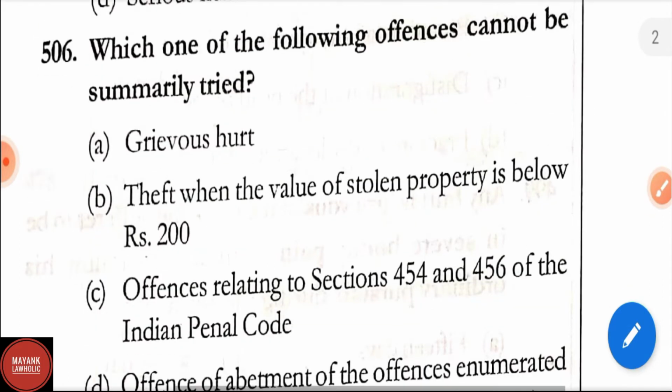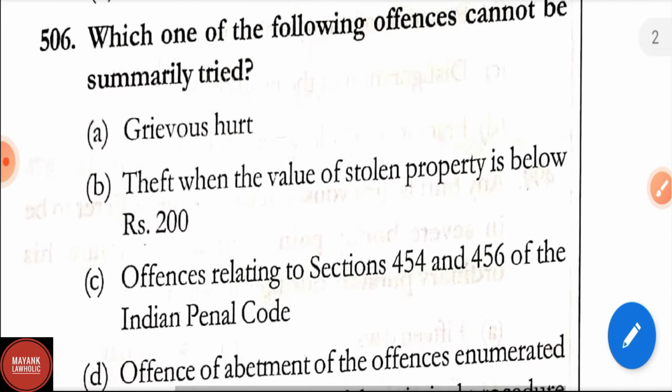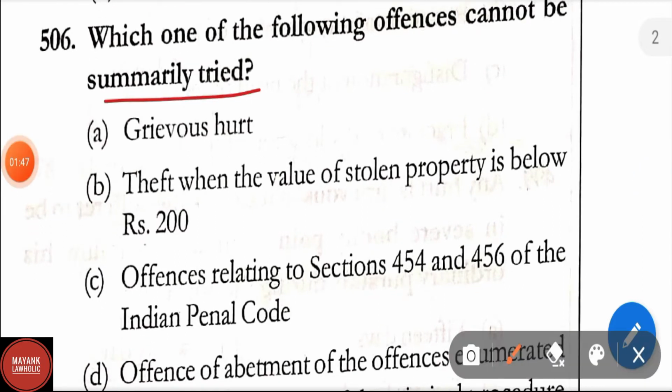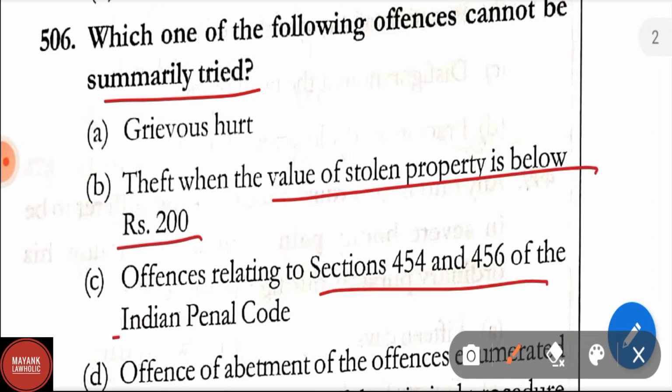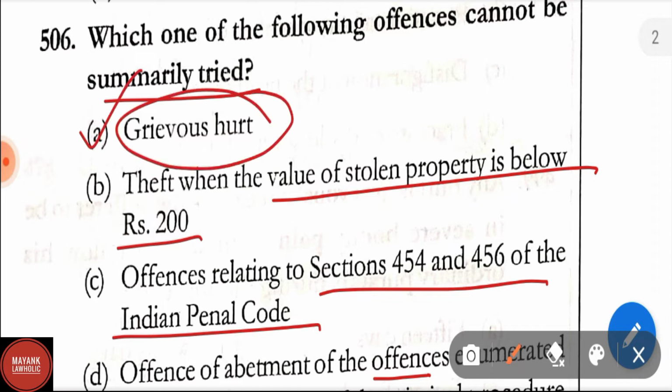Question number 506. Which one of the following offenses cannot be summarily tried? Options are grievous hurt, theft with the value of stolen properties below ₹100, theft relating to section 454 and 456 of IPC, offense of abatement of offenses enumerated. Here the correct answer is option A, that is grievous hurt. Grievous hurt cannot be tried summarily.